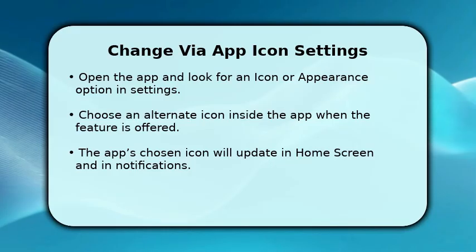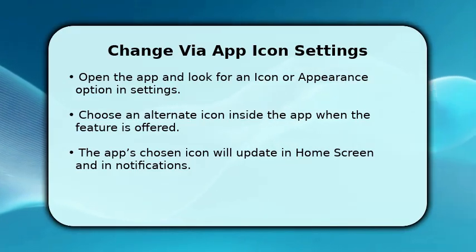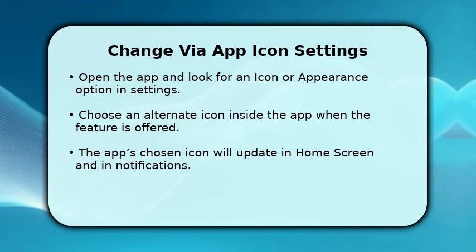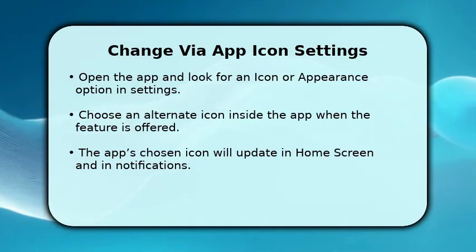Open the app whose notification icon you want to change and go to Settings. Look for an Appearance, Icon, or Theme section inside the app settings. If the app offers alternate icons, select the icon you prefer from the list. Confirm the change and allow the app to update the icon on your home screen.